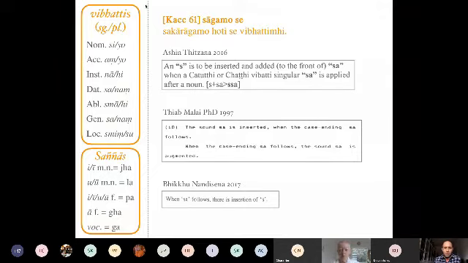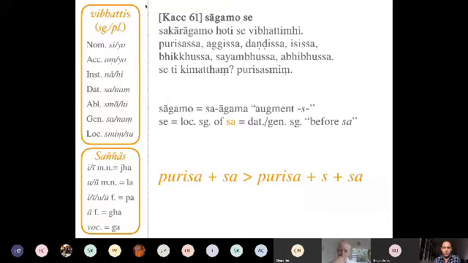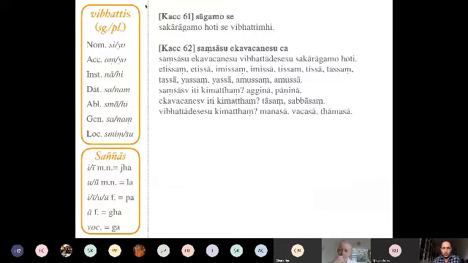But today we are discussing Anuvutti, and Anuvutti cannot work with only one sutta. We need more. We need to see how the information is flowing from one sutta to another. So this was the first, and then let's see the next one. Kaccāyana 61, Sagamo se. Kaccāyana 62, Samsasu ekavachanesu cha. You can already see the cha, which is usually a flag. It's telling us that maybe there is anuvutti here. Indeed, there is anuvutti here.